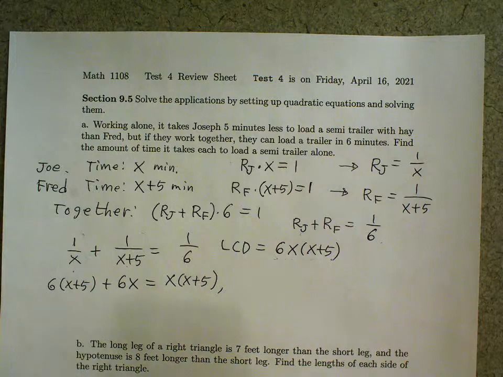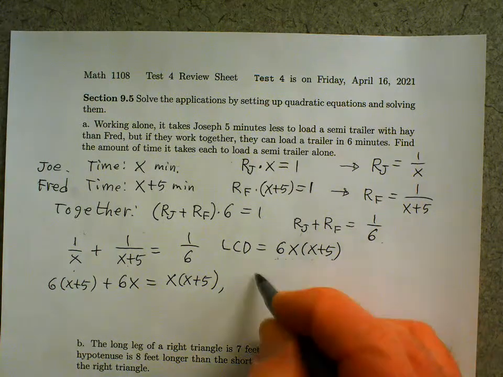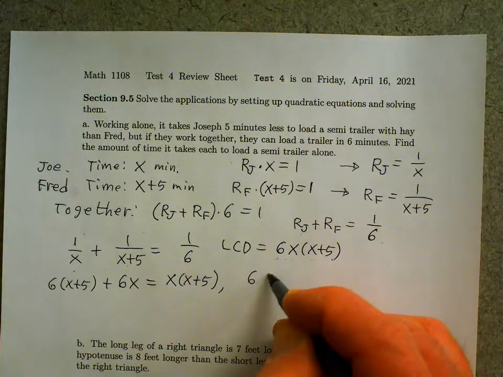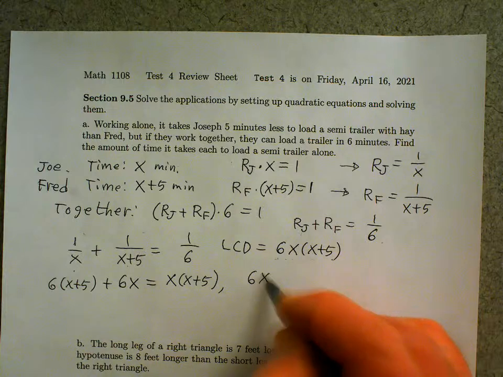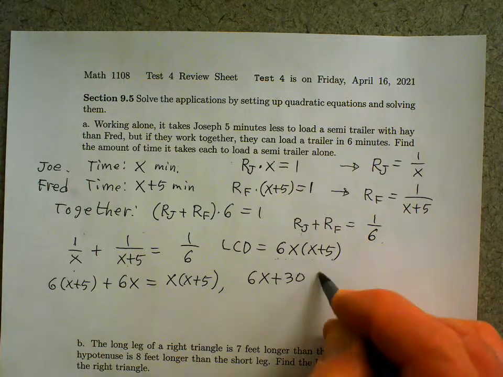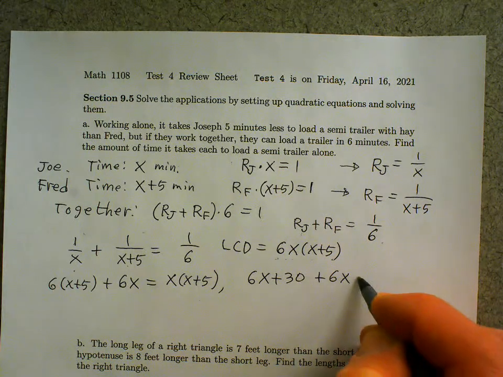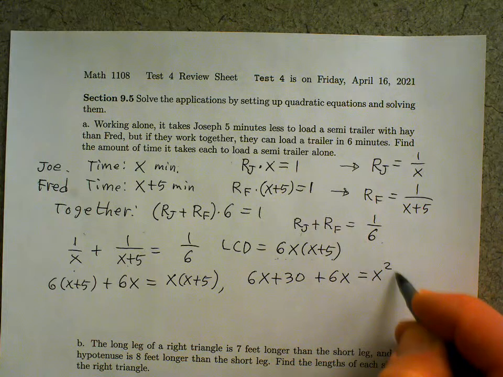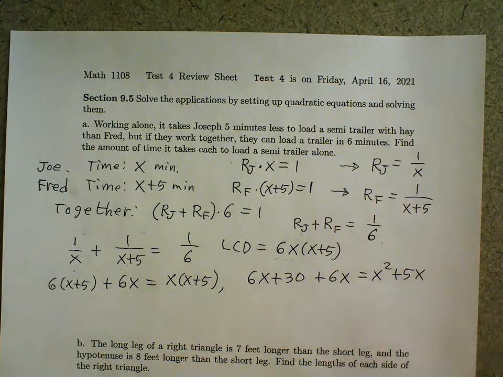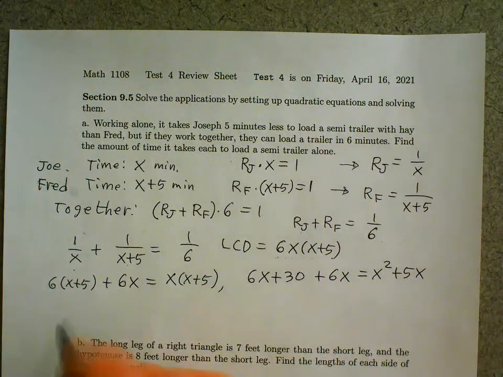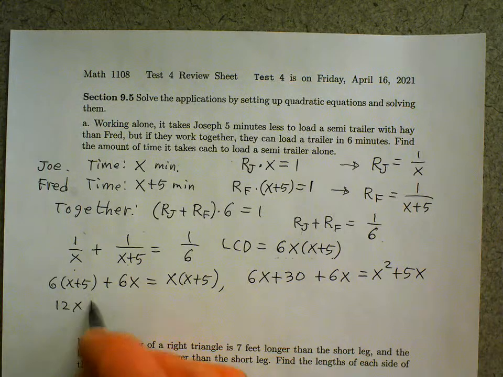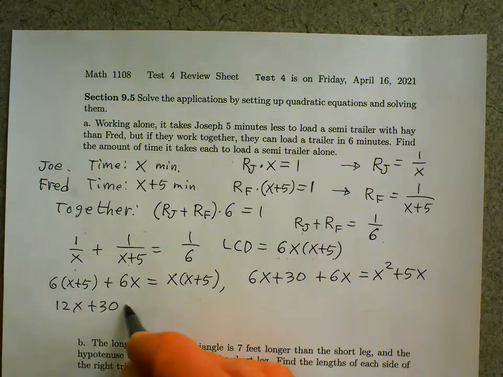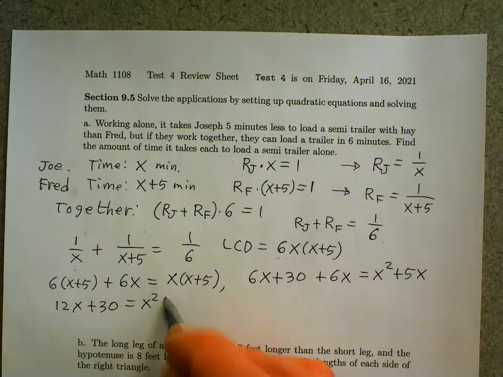This equation is a quadratic equation, so we'll multiply everything out. 6 times x plus 5 is 6x plus 30, plus 6x equals x to the second plus 5x, or 12x plus 30 equals x squared plus 5x.